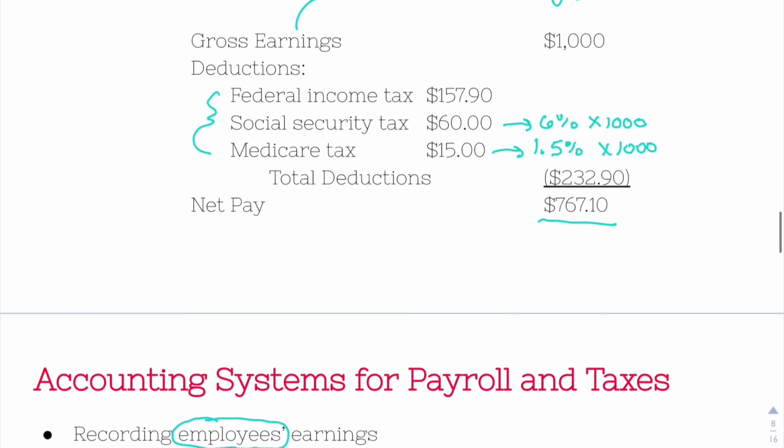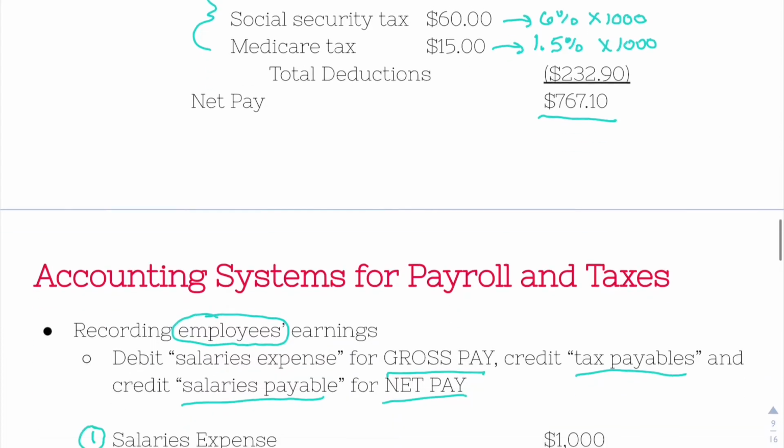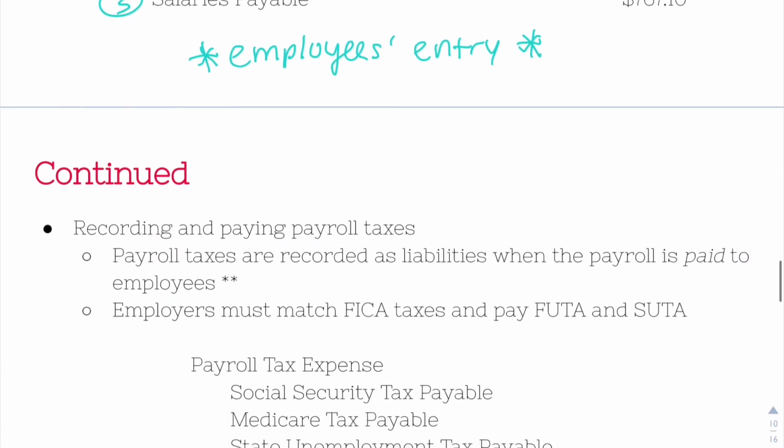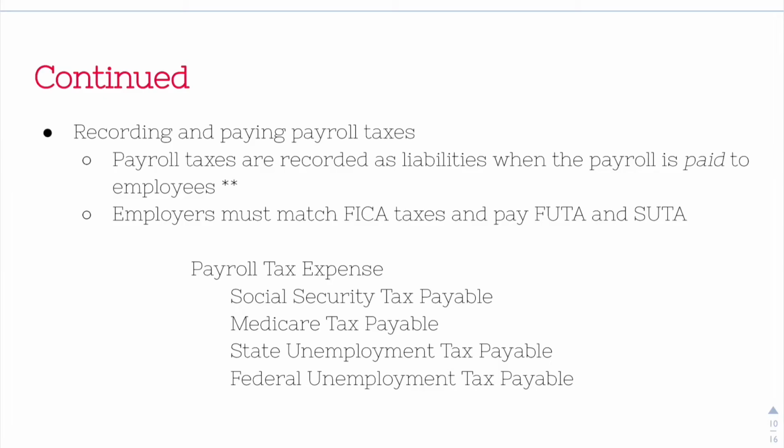And then the third step is to credit salaries payable for net pay. So we calculated net pay as gross pay minus the deductions. So net pay was $767.10. So we're crediting salaries payable for $767.10, and that is the amount that we will pay to the employees when payroll is paid. So again, this is the employees entry because it's for their pay, but the employer is journalizing it. So the other entry you'll do is for the employer. So this is going to be the employer's entry.